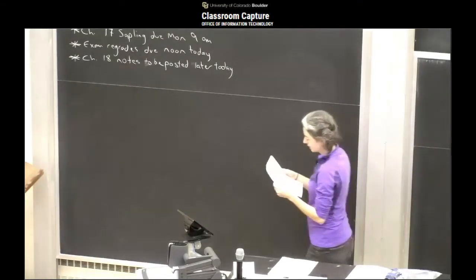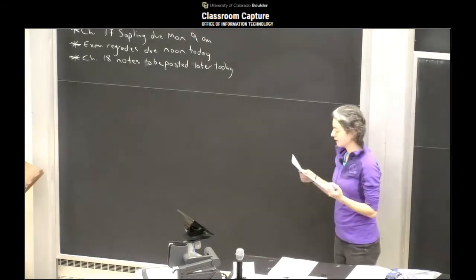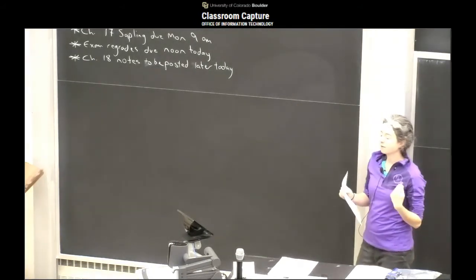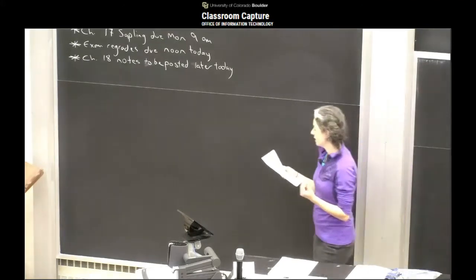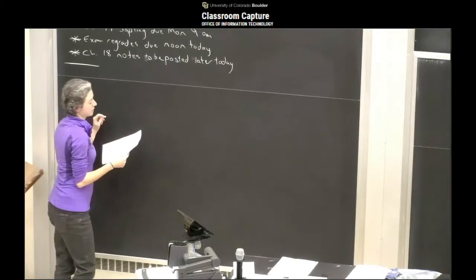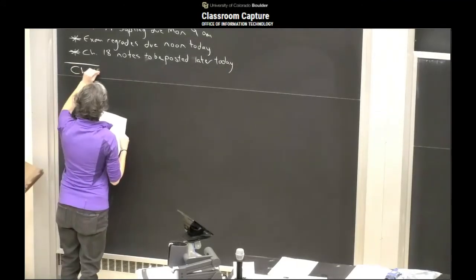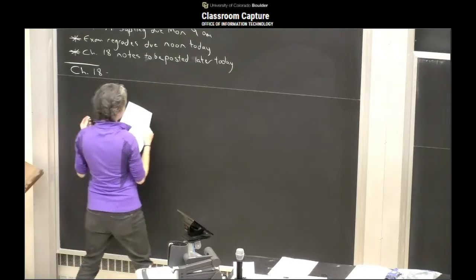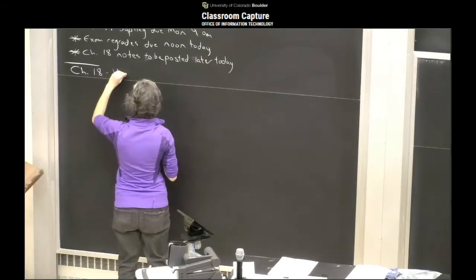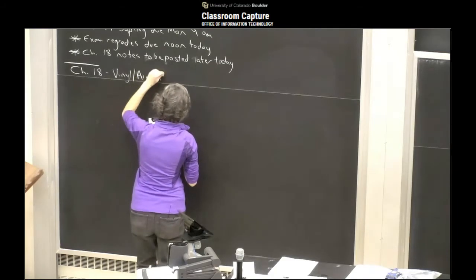Okay, cool. All right, so last lecture we finished up Chapter 17, which was all about allylic and benzylic reactivity. Chapter 18 is similar but very different, as it turns out. So similar in some ways, at least. So Chapter 18 is all about vinyl and aryl reactivity.